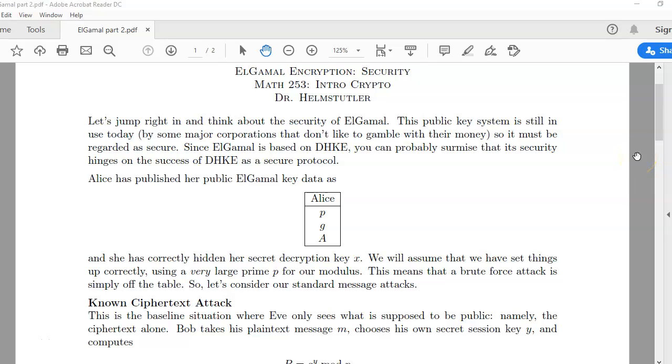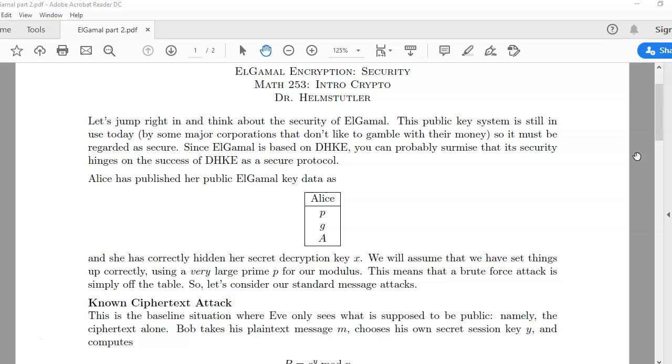Now that we understand how El-Gamal works as an encryption scheme, let's jump right in and talk about its security. Why is this a safe thing to do? This is our first public key system that we've seen in class, and it is still in use today, and it's used by some major corporations that don't like to gamble with their revenue. So it must be secure if they're using it. So let's try to understand that.